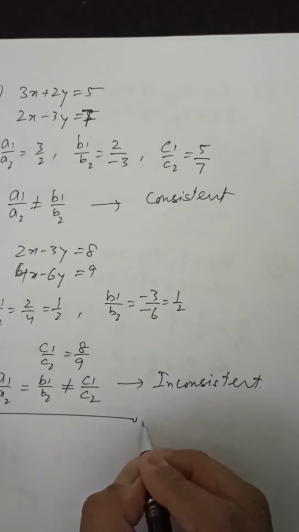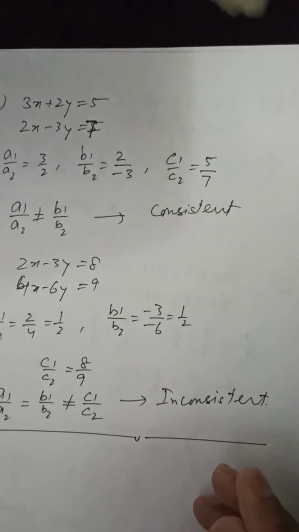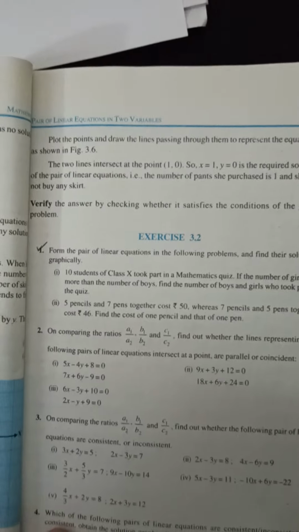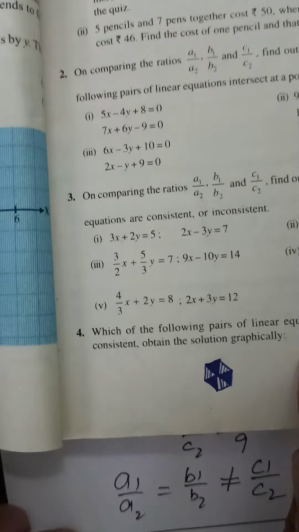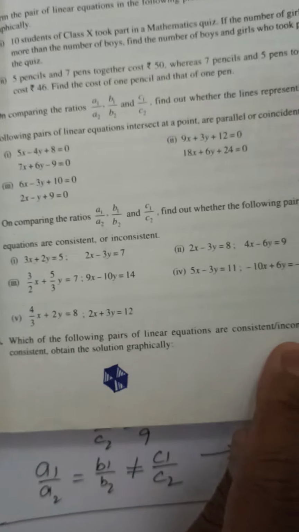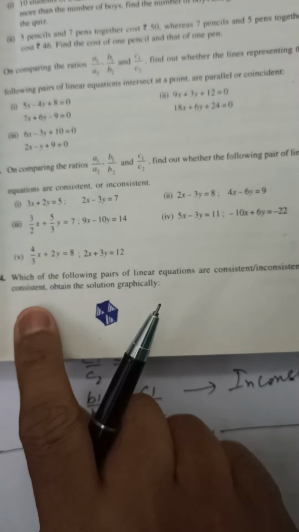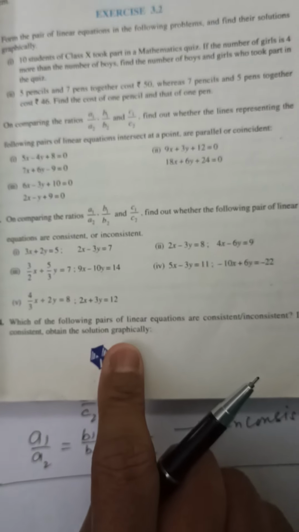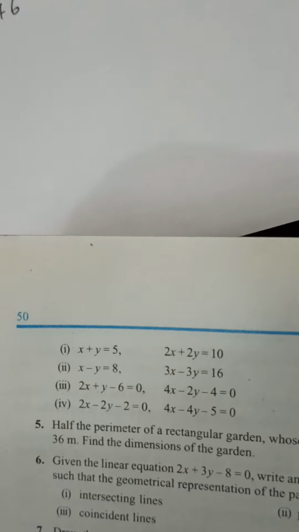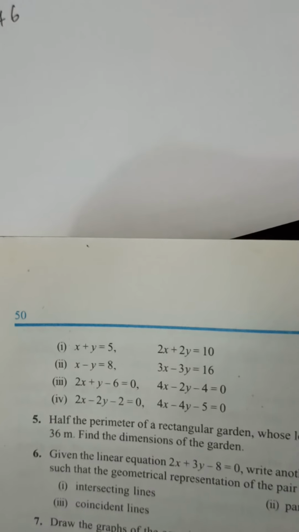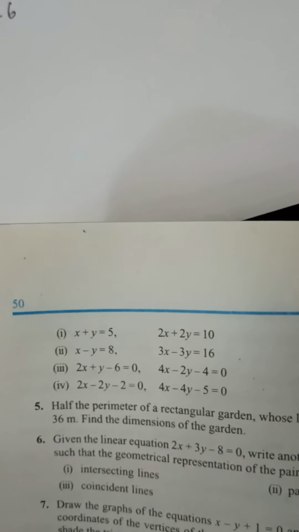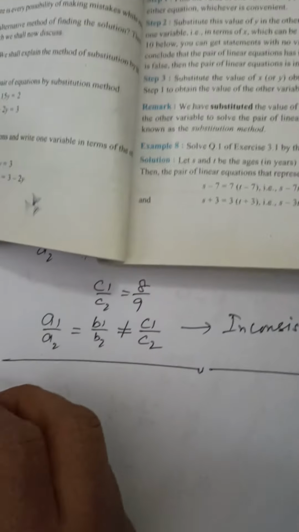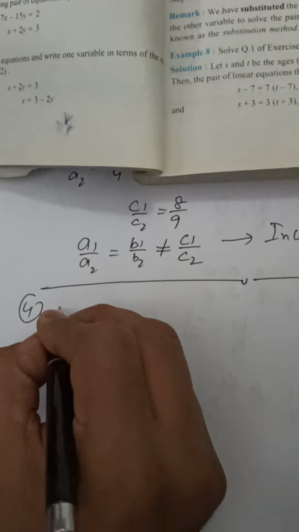Now students, moving on to the fourth question. Which of the following pair of linear equations are consistent or inconsistent? If they are consistent, obtain the solution graphically. So again, in this question, we have to find out whether they are consistent or inconsistent. So let us see which of these are consistent and which of these are inconsistent. Question number 4, first part.